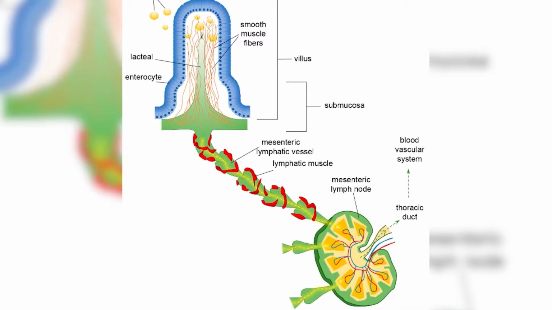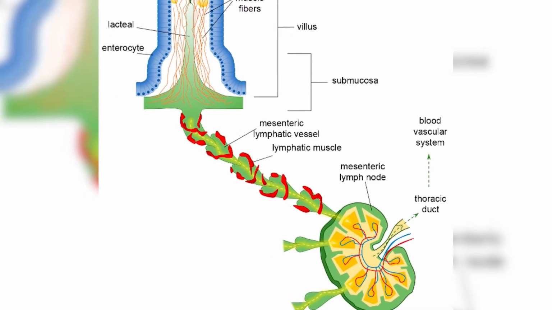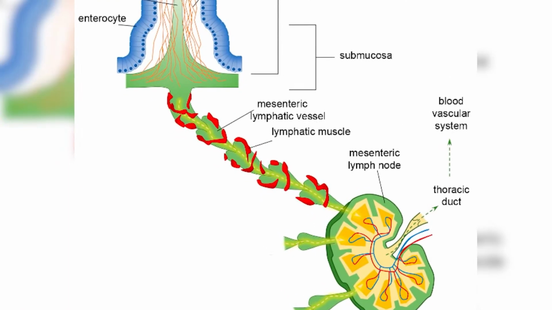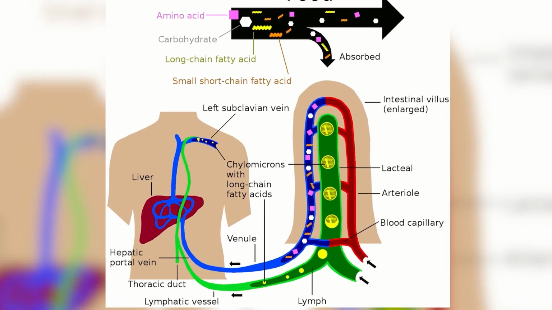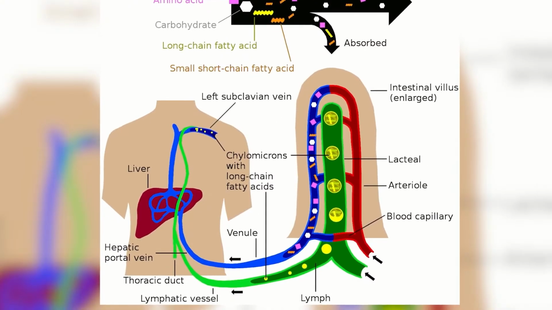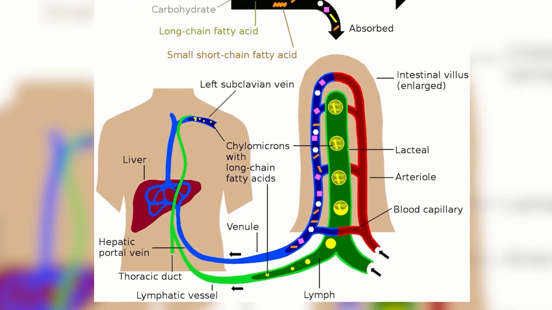In addition to its role in the immune system and fluid balance, the lymphatic system also plays a crucial role in the body's fat metabolism. It helps to transport fats from the small intestine to the bloodstream, where they can be used as energy or stored.